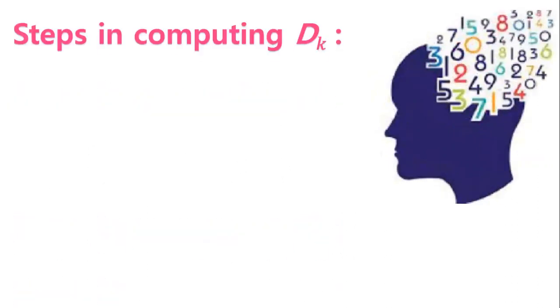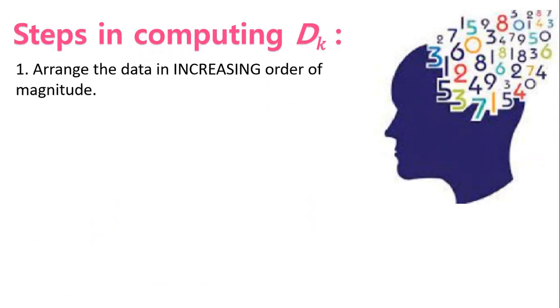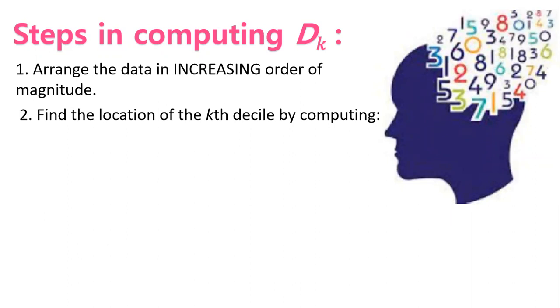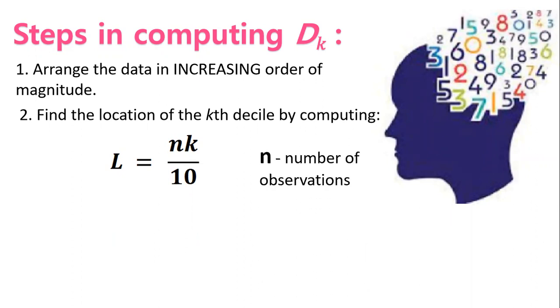So for the steps in computing the kth decile, same as before for percentile, we first arrange the data in increasing order of magnitude. Then second, we find the location of the kth decile by computing L equal to nk divided by 10. Now the denominator becomes 10 because deciles divide the distribution into 10 equal parts, where n is the number of observations.